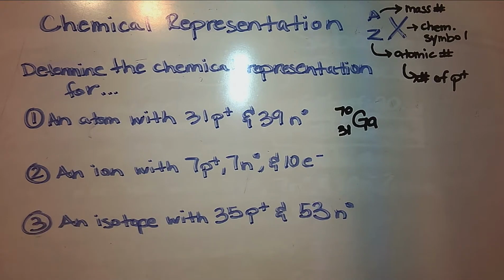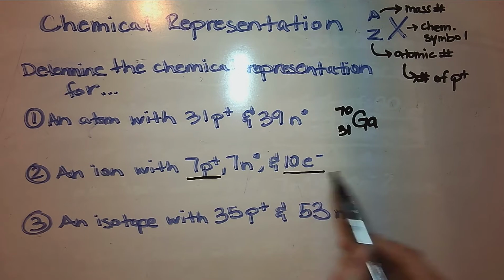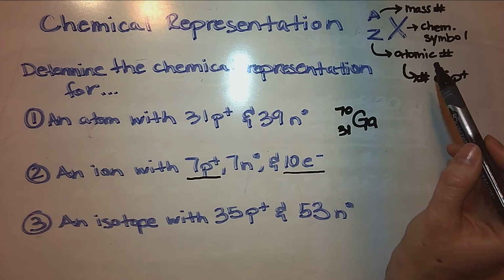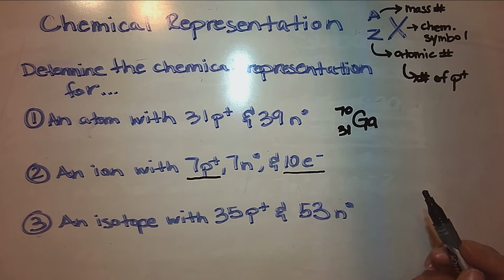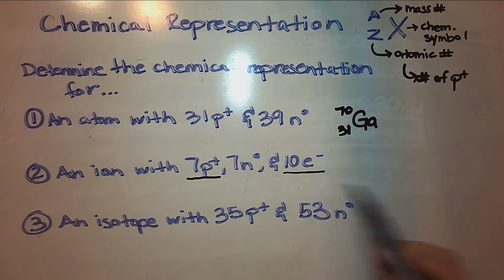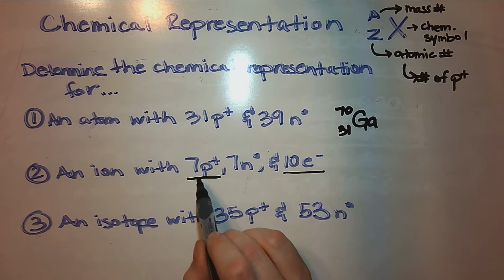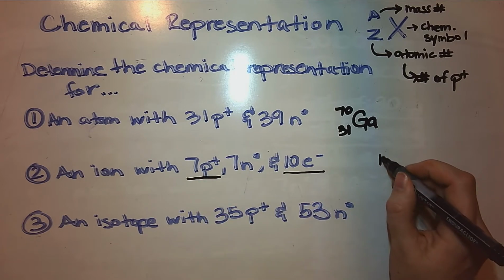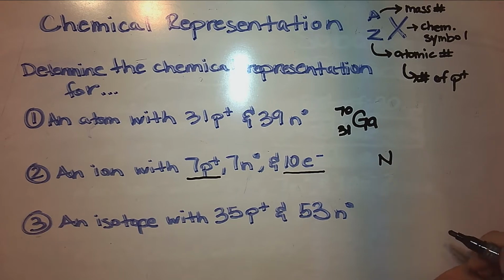Number 2, an ion with 7 protons, 7 neutrons, and 10 electrons. So had it not said ion, this would have been your dead giveaway that you had an ion. There was a difference between your number of protons and the number of electrons. I'm still going to follow the same format. First thing I may want to do is identify the element that I'm dealing with. So I'm going to go search my periodic table for an element with the atomic number of 7. When I do that, I find it's nitrogen.